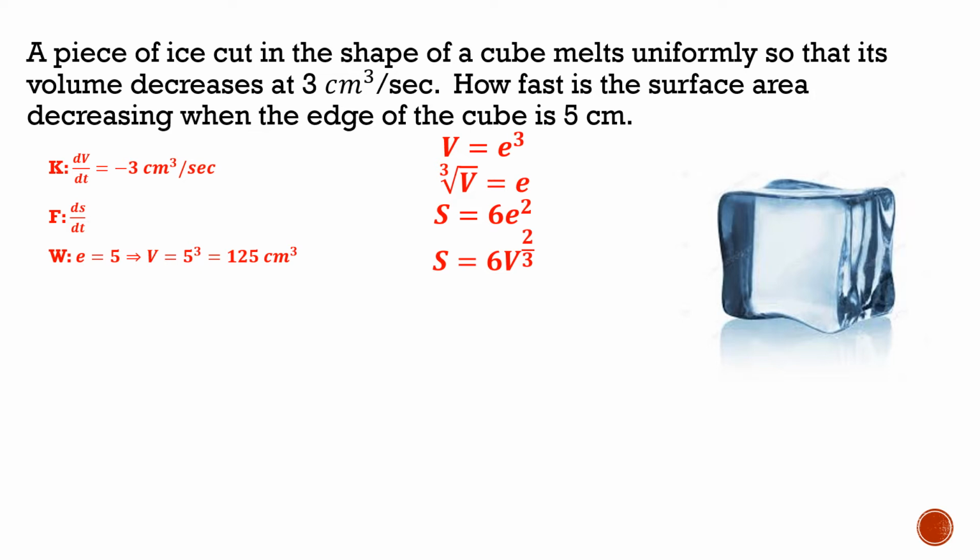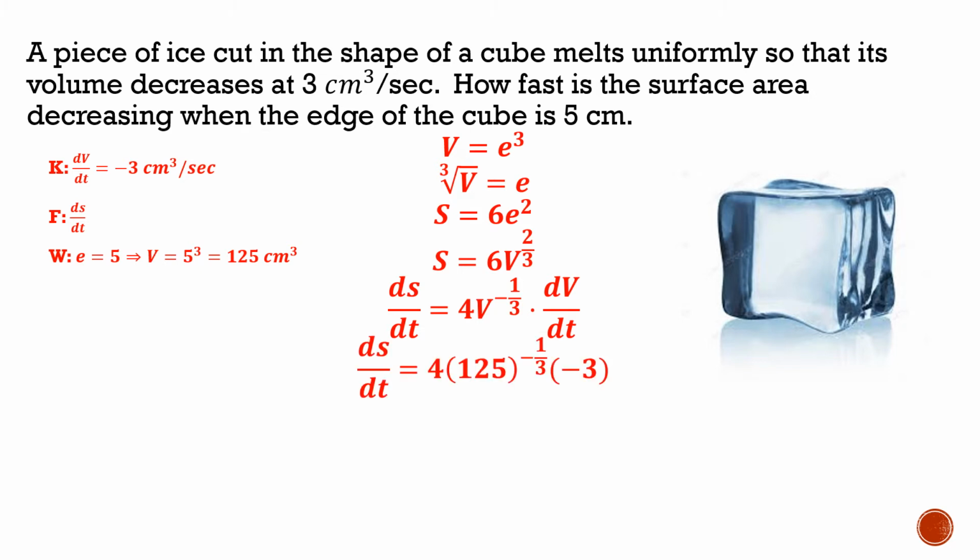Now, taking the derivative of both sides, I get dS/dt equals 4V to the negative 1/3 times dV/dt. Now, plugging in all my knowns, I have 4 times the volume, 125, to the negative 1/3 times dV/dt, which is -3. Simplifying that, I get 4/5 times -3, or negative 12/5 centimeters squared per second.